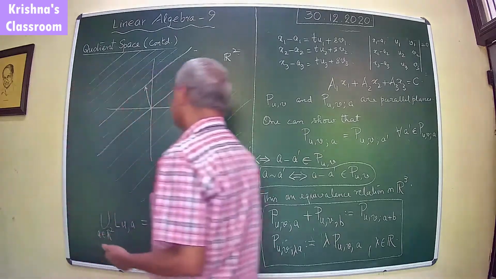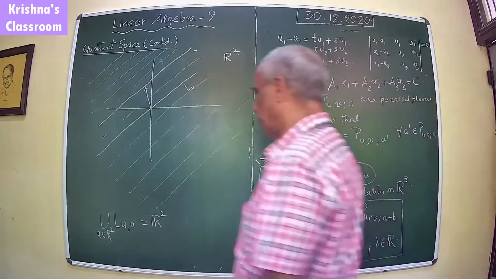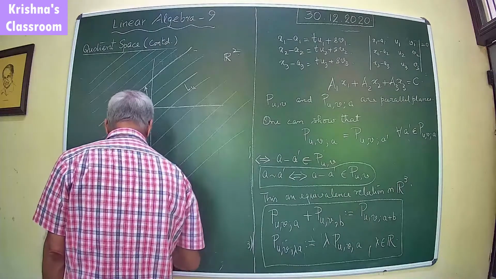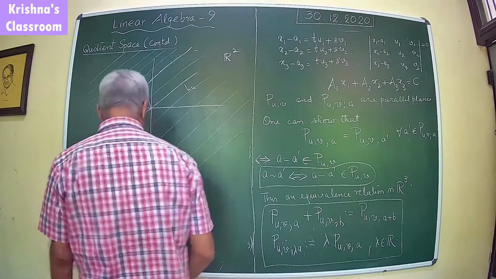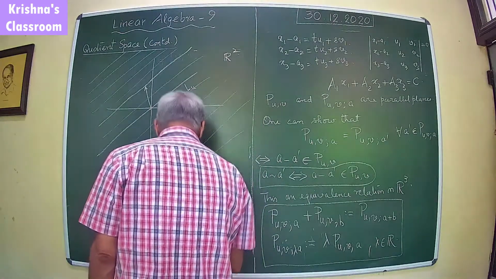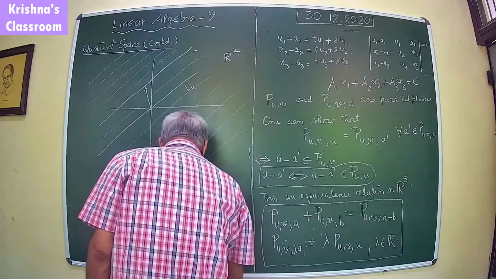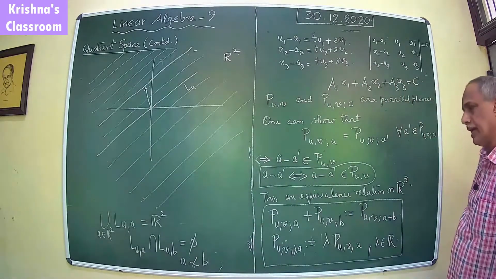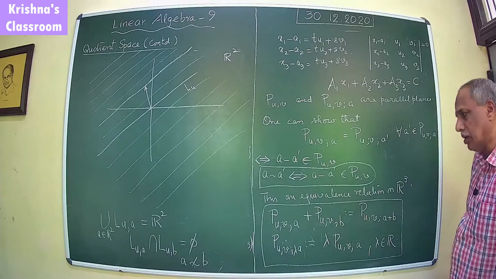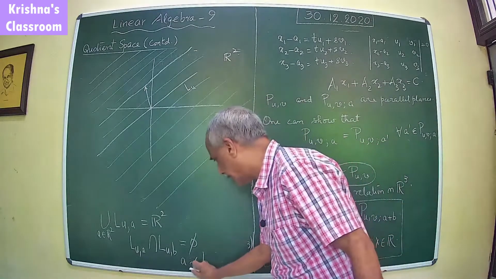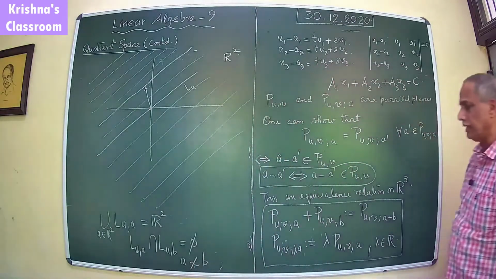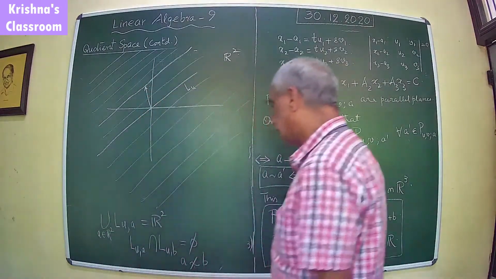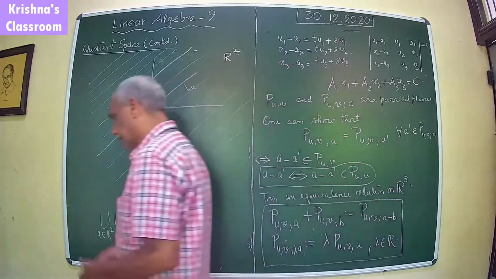L plus A, the union of this, for A belonging to R2. This is the result. And you also have L plus A intersect L plus B empty whenever A is not equivalent to B. So whenever A is equivalent to B, they are identical, and whenever A is not equivalent to B, in the sense that A minus B does not belong to L, then you see that these are disjoint lines. So you get a collection of disjoint lines.